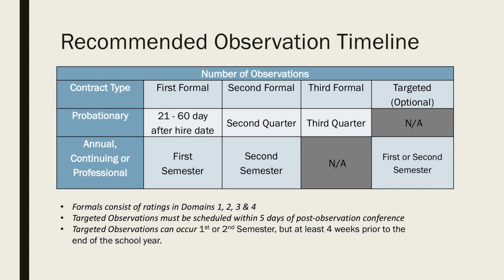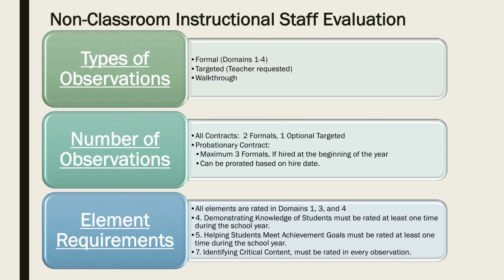When can you expect your observations to occur? For teachers on annual, professional, or continuing contracts, 1 formal will occur 2 times per year, 1 each semester. The targeted observation can occur first or second semester, but must occur at least 4 weeks prior to the end of the school year. For teachers on a probationary contract, the first formal will be determined by your hire date. The first formal will occur after the 21st day, but before the 60th day. The other 2 formals will occur during the 2nd and 3rd quarter, but could be prorated based on the date of hire. We have reviewed the different types of observations included in the focused model, the number of required observations, and when the observations will occur.